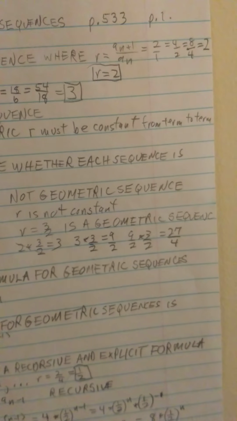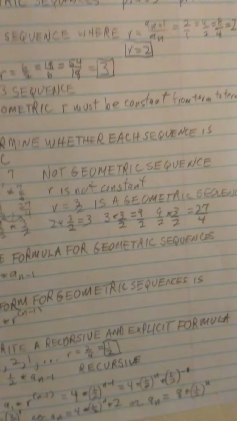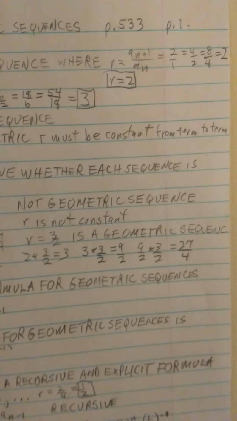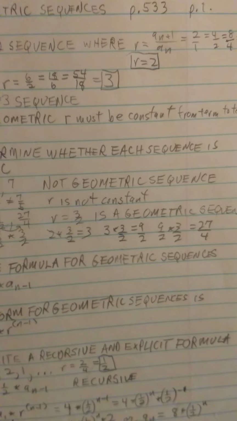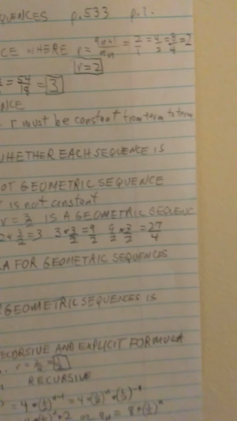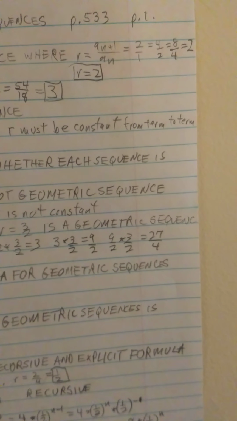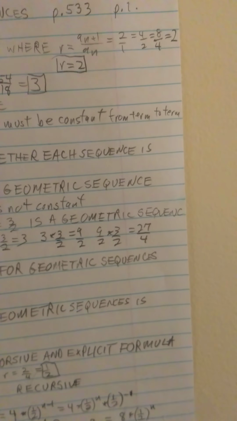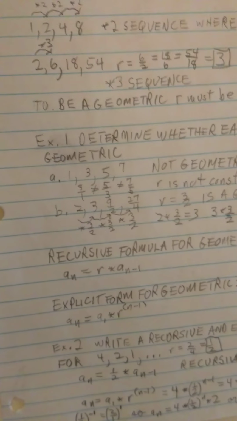So sometimes we need to do the second one over the first one, which would be 2 over 1, and the third one over the second one equals 4 over 2, and the fourth one over the third one is 8 over 4 to see that it's a constant 2. Sometimes we'll need to do this. We didn't need to here, but other times we will.